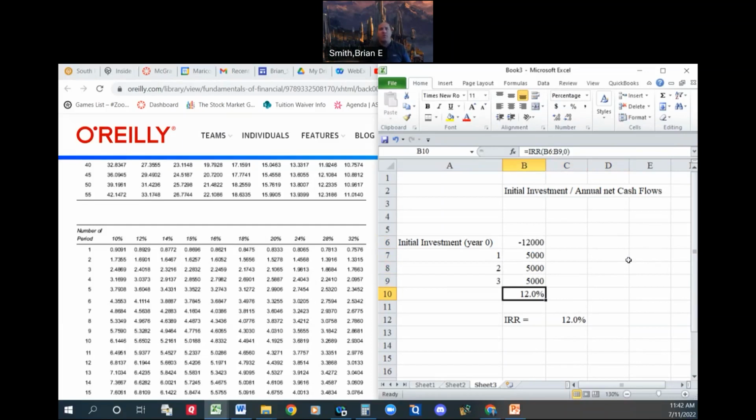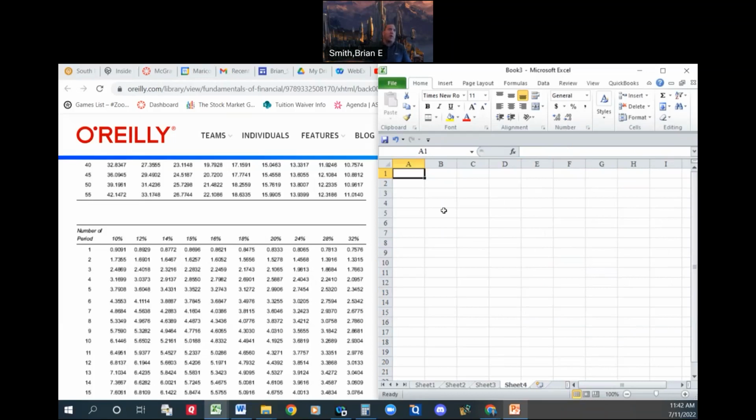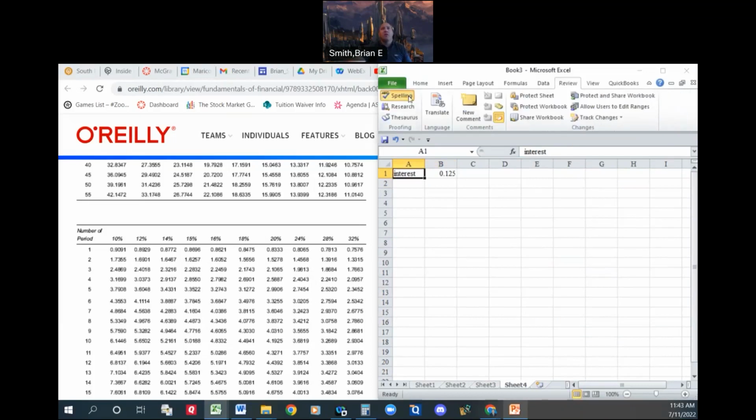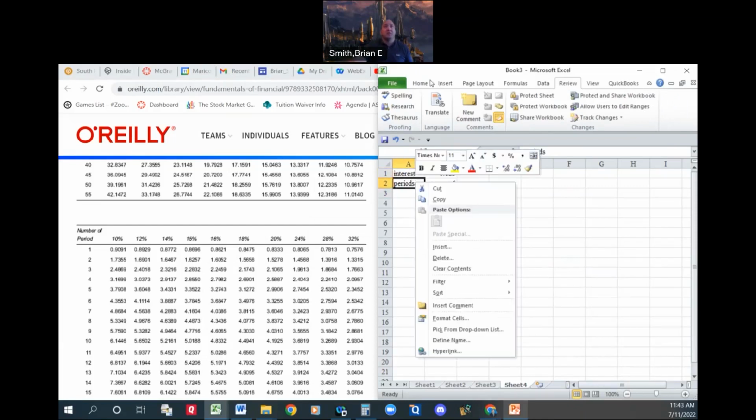But what about the present value interest factor? Let's calculate the present value interest factor. Let's say we have a situation where our interest is, because it's not always going to be 12% or 10%, let's say it's 12.5%. Interest is 12.5%, and the number of periods, let's say, is 6 periods or 6 years.